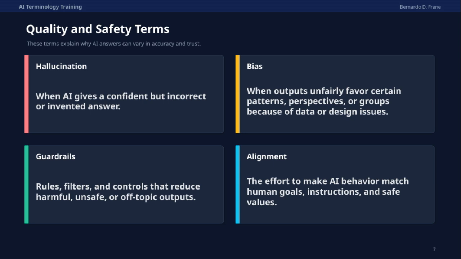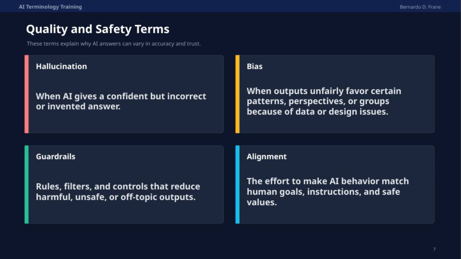Next, there's the issue of bias. Sometimes, AI outputs can unfairly favor certain patterns, perspectives, or groups. This can happen because of the data it's trained on or how it's designed, leading to skewed results that aren't fair or balanced. Then we have hallucination. This is when AI gives a confident answer that's actually incorrect or even completely made up. It might sound plausible, but it's not based on real data or facts.